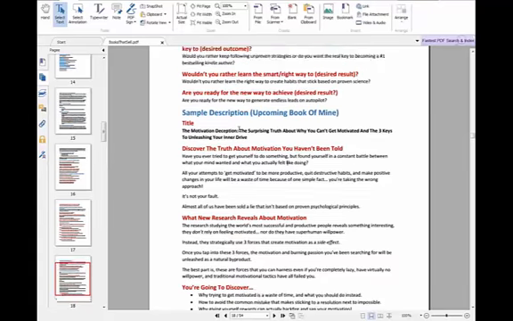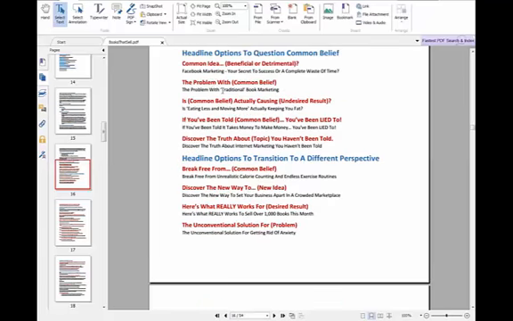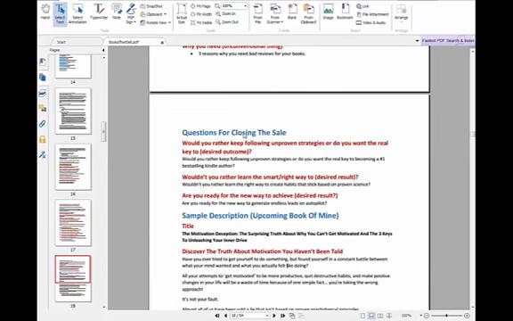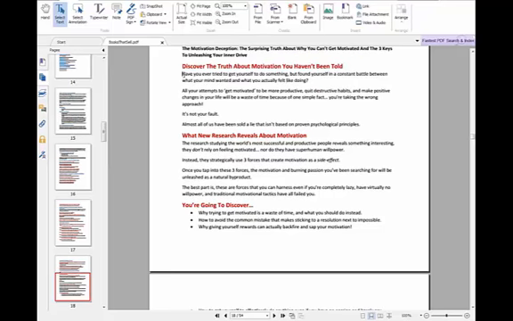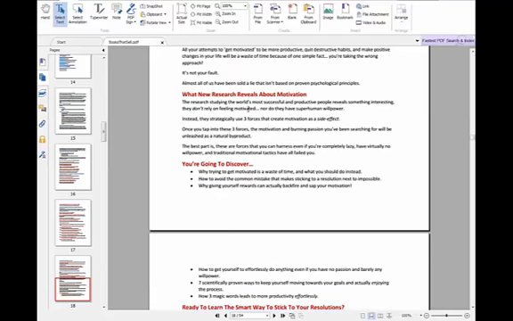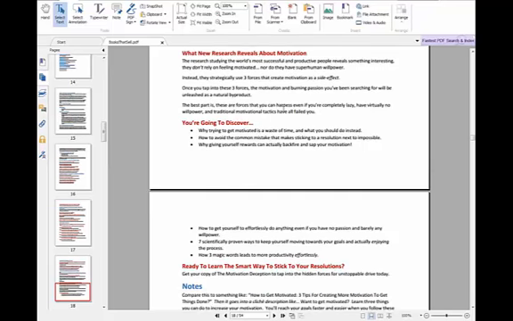So I took one of these headlines up here, discover the truth about blank you haven't been told. So discover the truth about motivation you haven't been told. And then you can see how I would go into telling a story. And then what new research reveals about motivation. Okay? And then researching the world's most successful and productive people. They use 3 forces to create motivation as a side effect. So I'm making all this stuff up, but you'll see a lot of my principles for persuasive writing that you're being taught in this training used here.